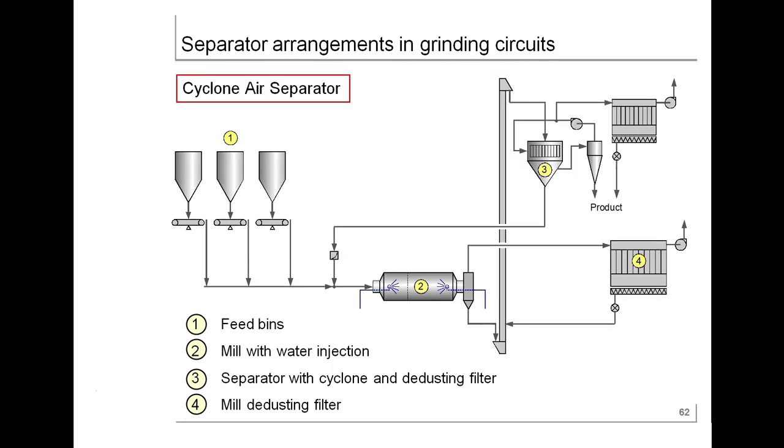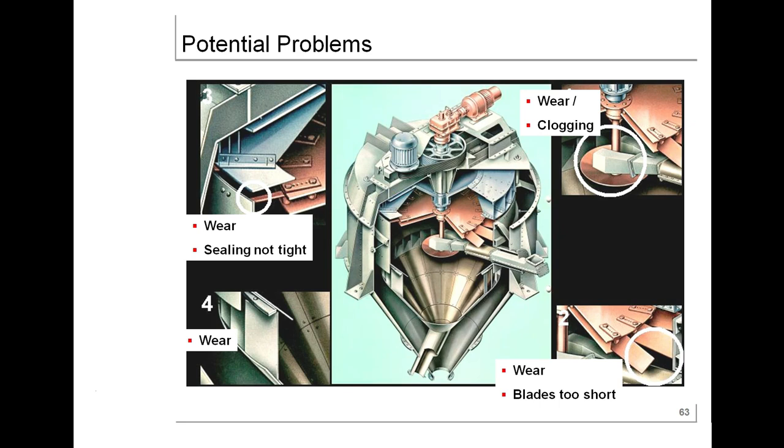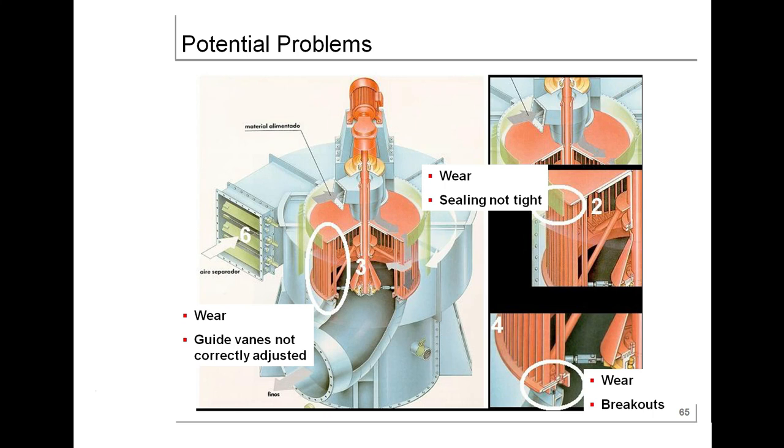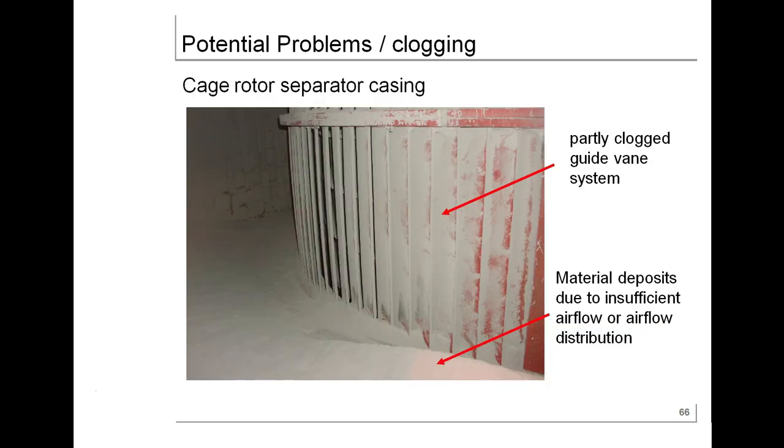Cyclone air separator. Potential problems: wear and sealing knot tightening. Wear and clogging. Wear and blades too short. Wear and clogging. Uneven feed distribution. Wear. Potential problems: wear, sealing knot tight. Wear, guide vanes not correctly adjusted. Wear and breakouts. Cage rotor separator casing. Partially clogged guide vanes. Material deposits due to insufficient airflow or airflow distribution.